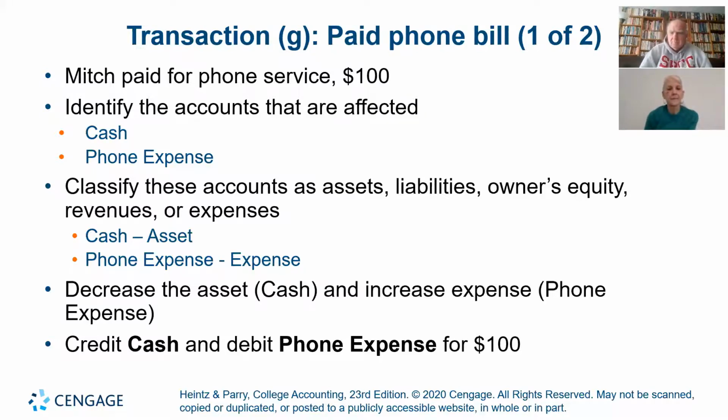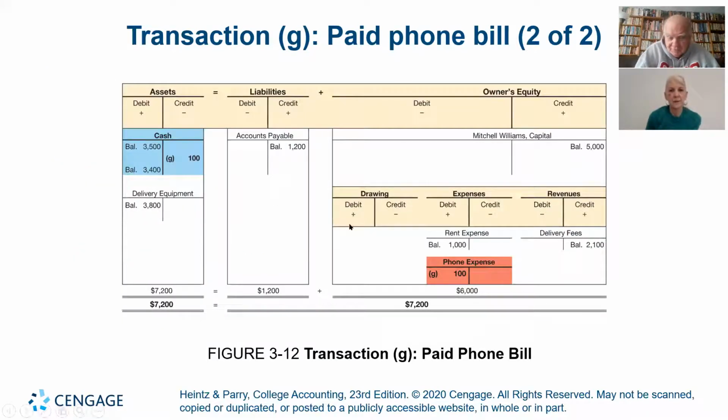Okay, paid rent. Here's another expense. We paid the phone bill. The expense goes up with the debit. Cash goes down with the credit. Okay.